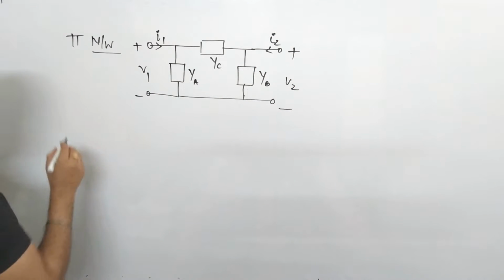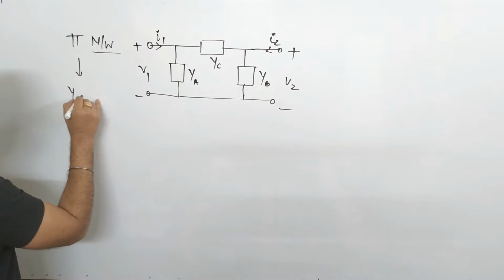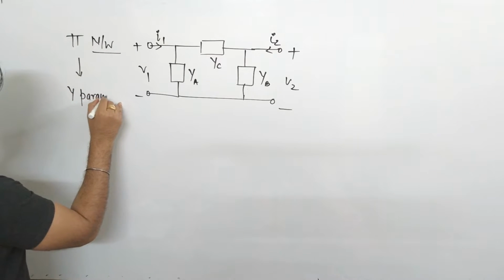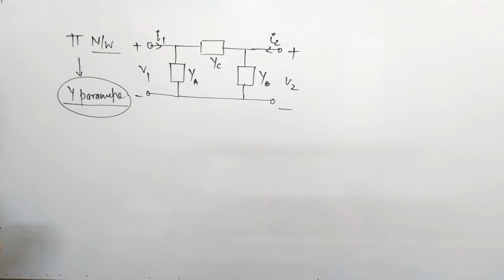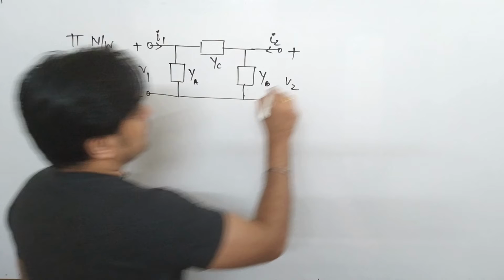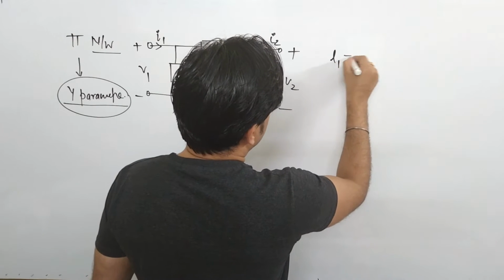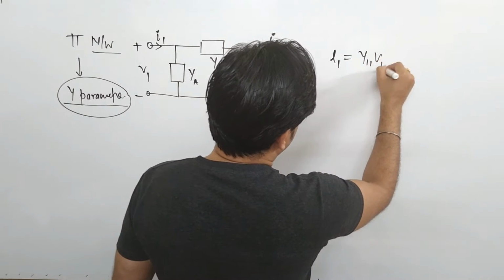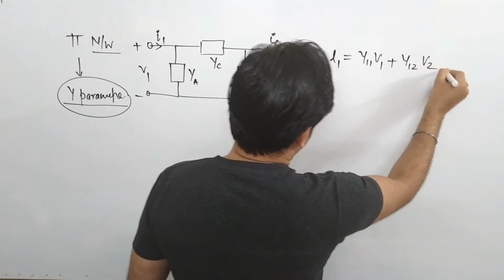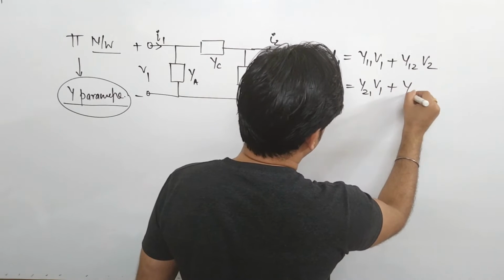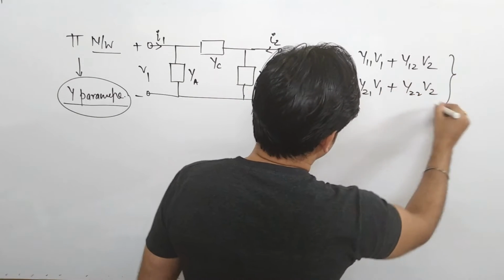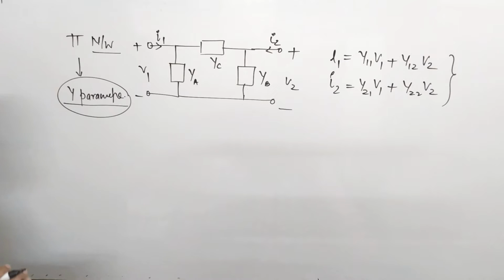As I mentioned earlier, in case of pi network we find what? Y parameters. Yes, you can find any type of parameter, but for this case we will consider only the Y parameter because it is easy to find the Y parameters here. So the Y parameter equations are given by I1 is equal to Y11 V1 plus Y12 V2 and I2 is equal to Y21 V1 plus Y22 V2. These are the port equations for I1, I2 for Y parameters.